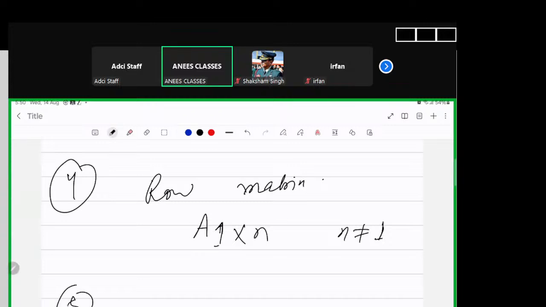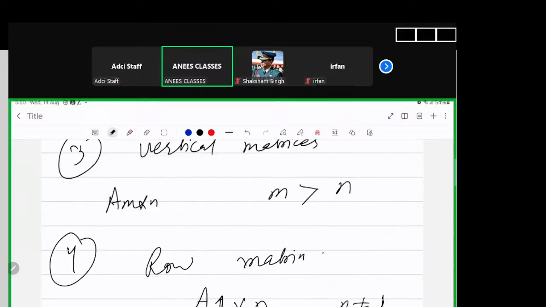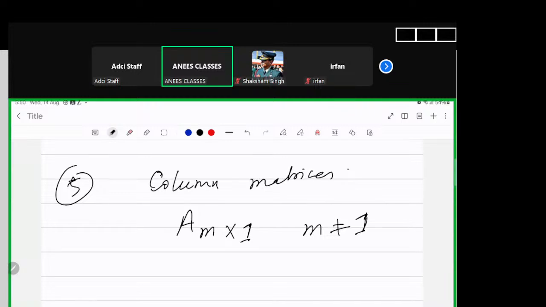5th, column matrix. A column matrix has only one column. Here m is not equal to 1. Understood everyone? Tell me. Yes, sir.